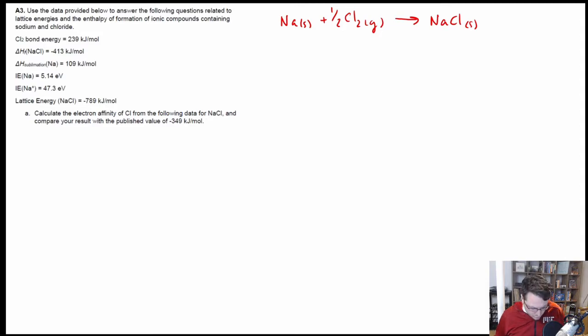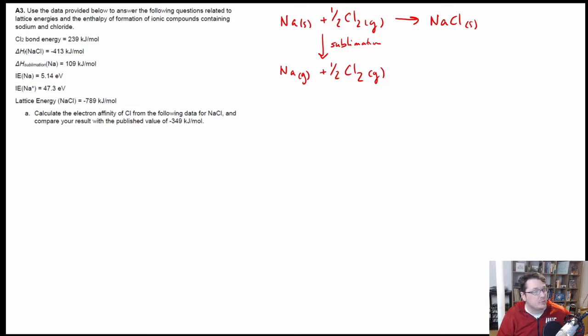So the way that we would approach this is that we would draw a free energy diagram here where we're going to transition through everything. The first step that we want to do is the sublimation, in this case to convert that sodium solid into sodium gas, right? So we're going to have that as a step.